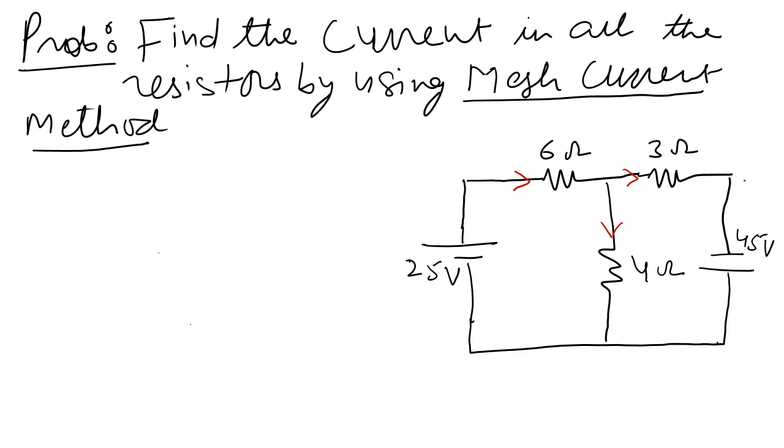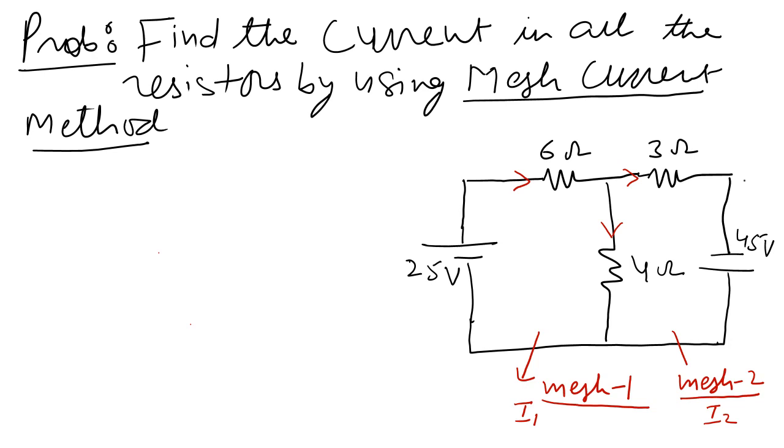Now in this circuit diagram there are two meshes. Here this is mesh 1, and this is mesh 2. So two meshes are there, and you have to assume the mesh currents. In mesh 1 the mesh current is I1, and in mesh 2 the mesh current that is flowing is I2.